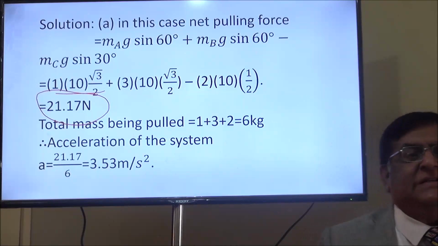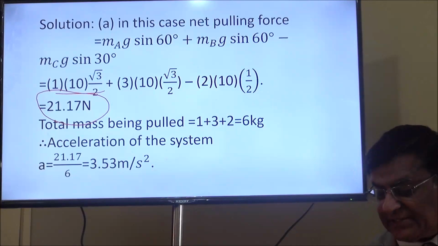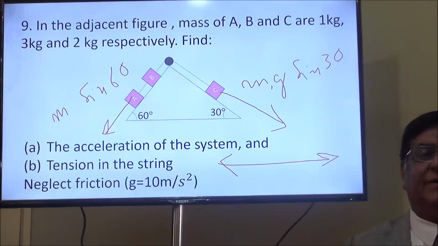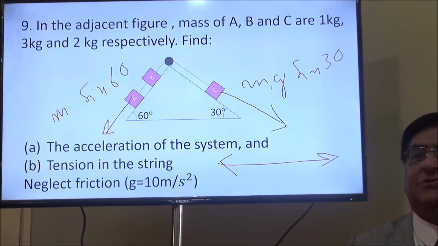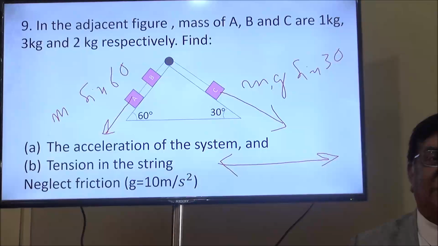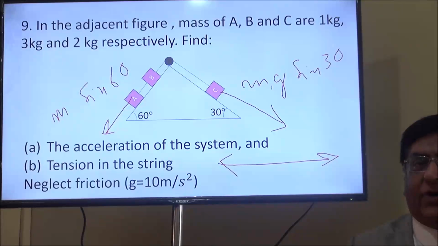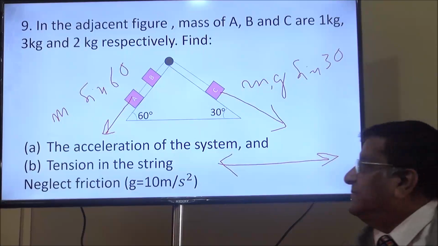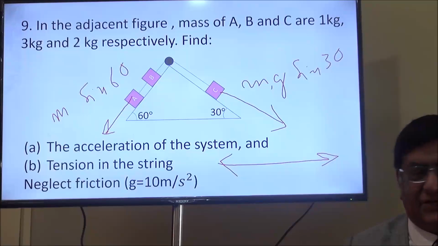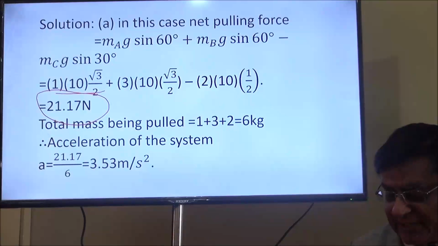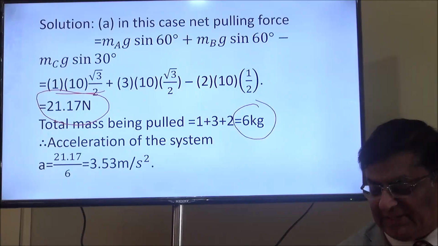Now because of this net force, the total system moves. And here see, when the system moves, how many boxes move? Answer, all three. So the net force has to move how many boxes? All three. Therefore, how much mass has to be taken? Sum of all the three. That is 6 kg. That is why when we count acceleration, we take the total mass 6 kg.